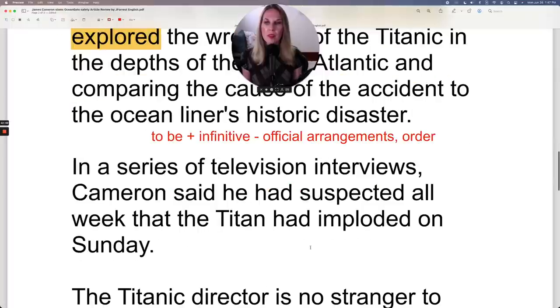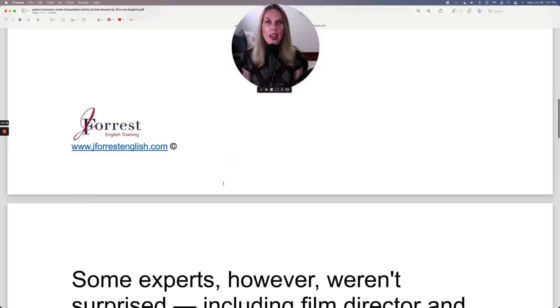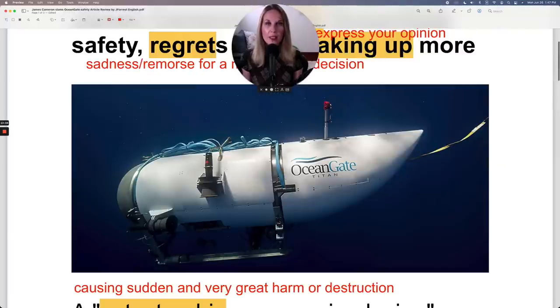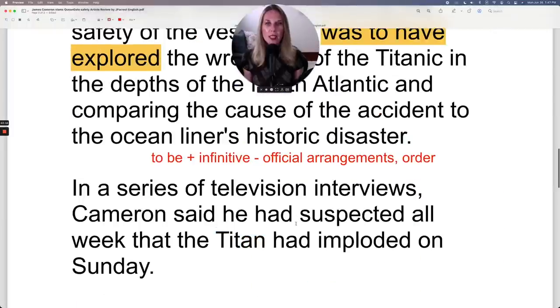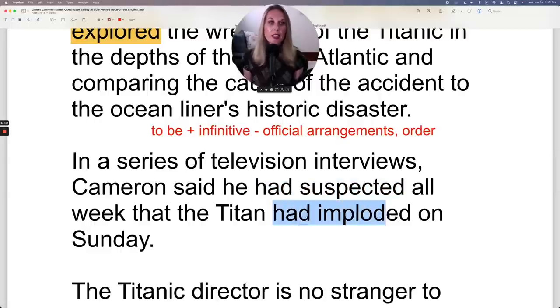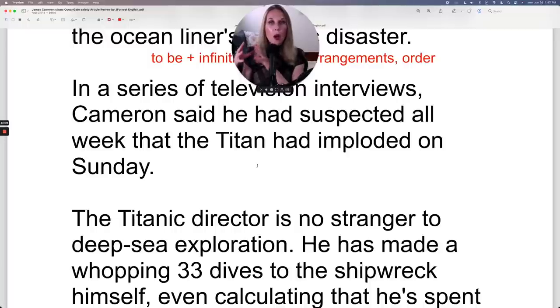In a series of television interviews, Cameron said he had suspected all week that the Titan had imploded on Sunday. So the Titan, that is the name of this submersible, the Titan, which imploded. Now notice here the past simple. He had suspected that the Titan had imploded. That's because James Cameron is talking about a past before another past.